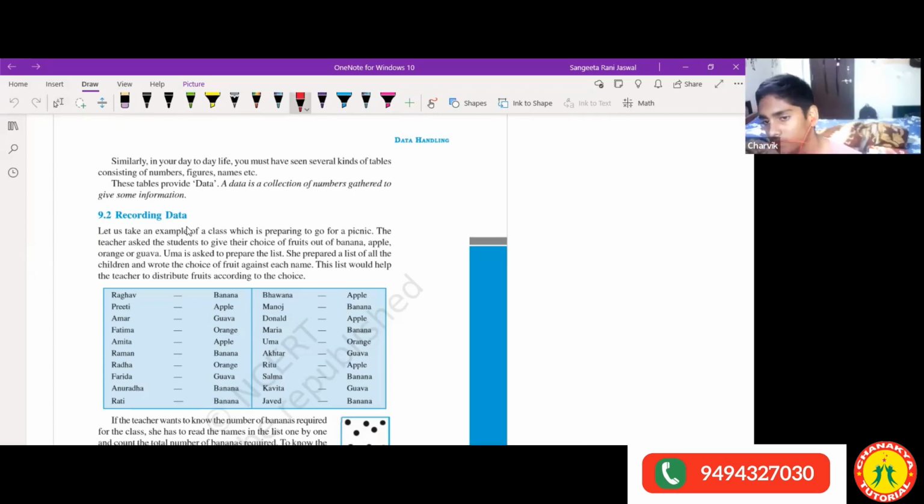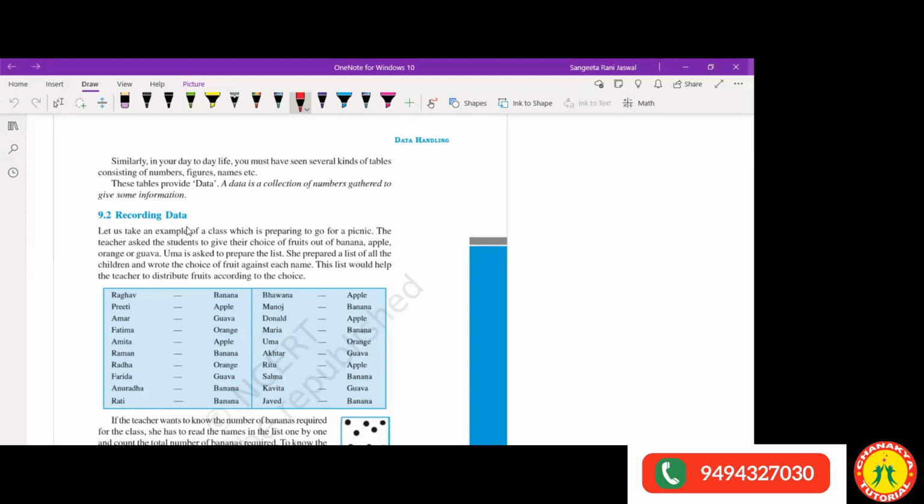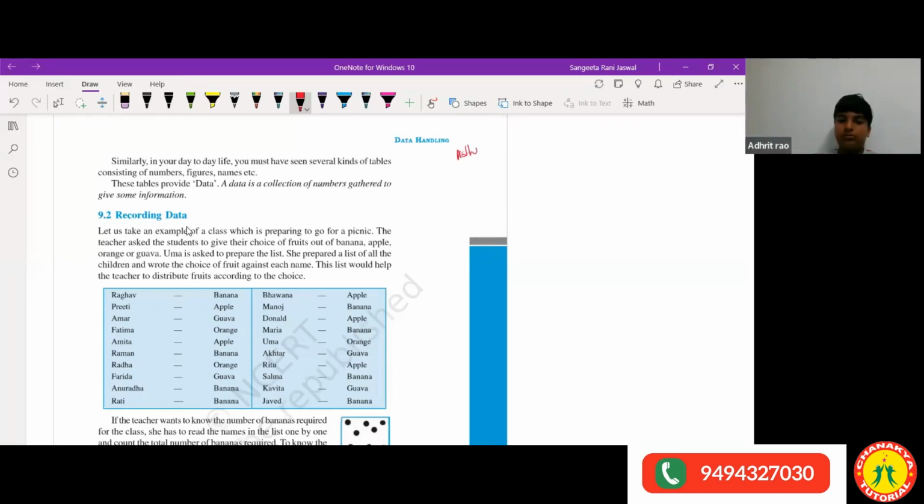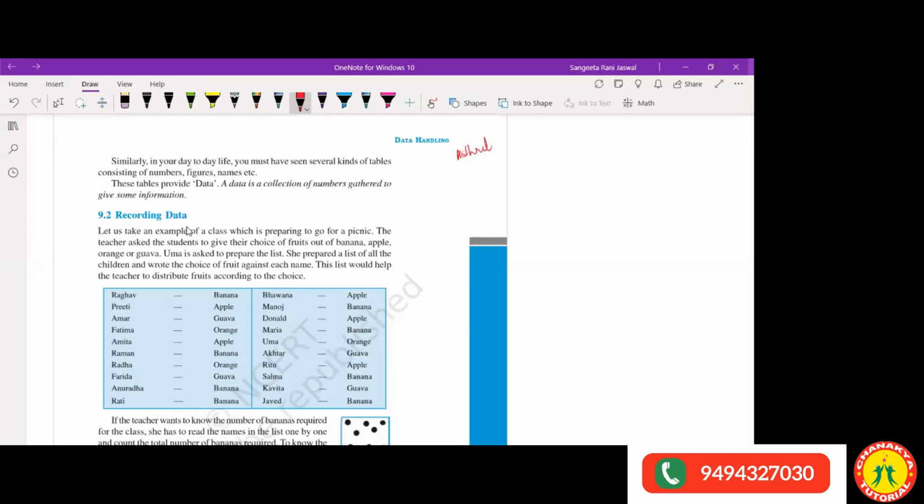Now suppose you all are 5, 6 children here, and I ask you which sport you like. So I'll ask each one of you now. Adrit, which sport do you like? Cricket. So Adrit likes cricket. Advika, which sport do you like? Tennis. Okay. Lasya, which sport do you like? Table tennis, ma'am. Okay, table tennis. Ridesh, which sport do you like?